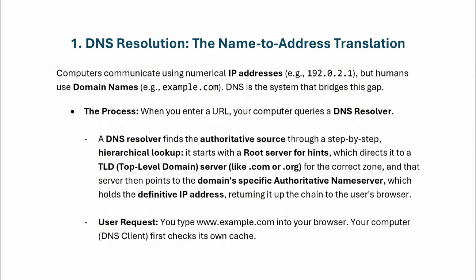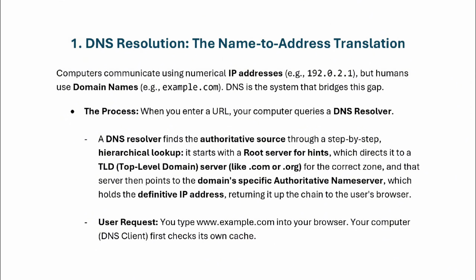Computers communicate using IP addresses such as 192.0.2.1, but humans use domain names like example.com. DNS is a system that bridges this gap. So, an IP address is what computers or devices understand. For us, we use a domain name like google.com, but computers only understand IP addresses to fetch the domain you're looking for.